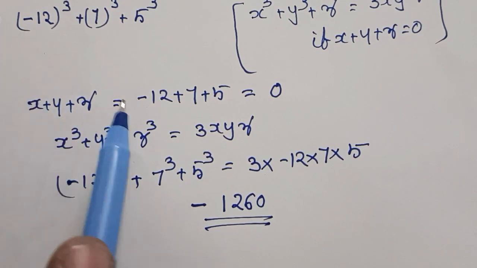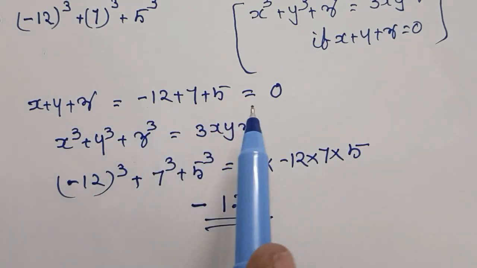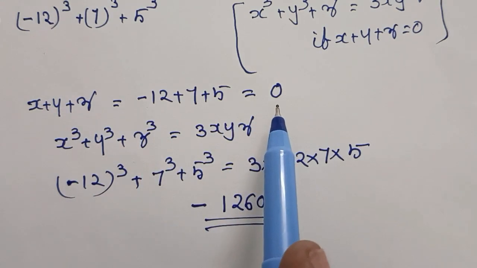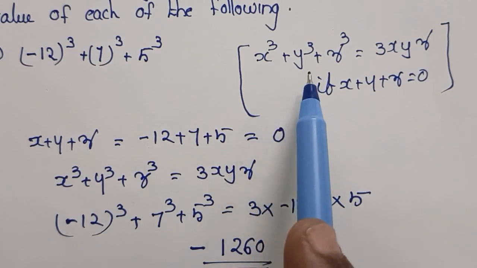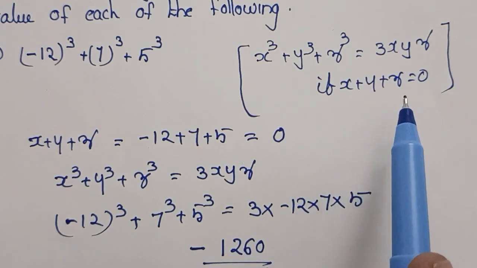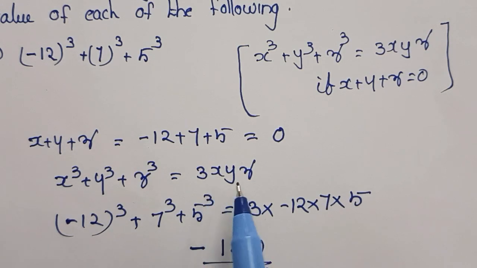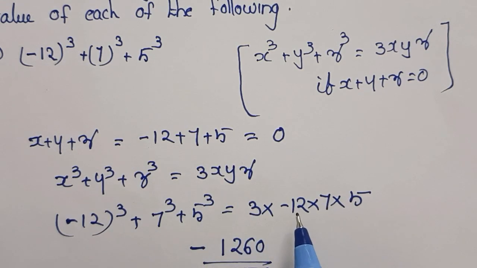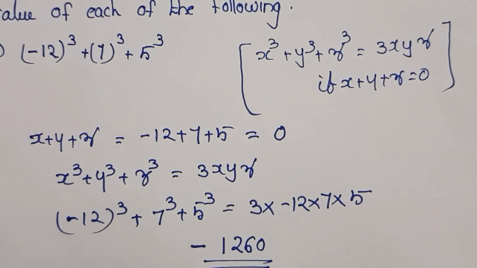Okay, once again, first find x plus y plus z. Here in given question it is minus 12 plus 7 plus 5. After adding we get it is equal to 0. Now we have to apply this property, that is x cube plus y cube plus z cube equal to 3xyz if x plus y plus z equal to 0. So instead of calculating these cubes, we can write 3xyz as 3 into minus 12 into 7 into 5. After multiplication we get minus 1260 as final answer.